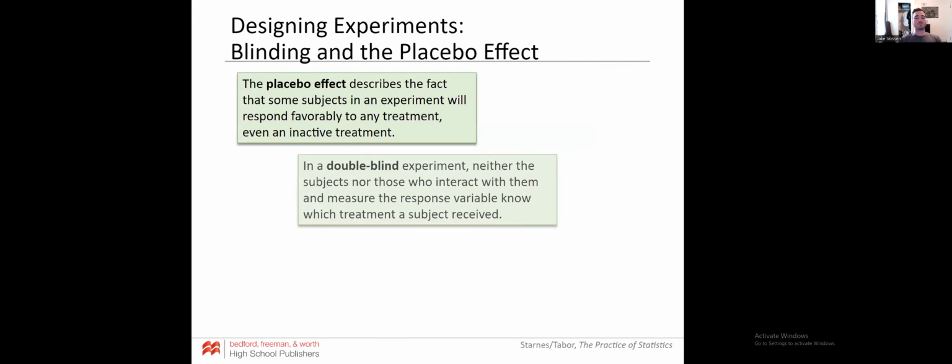All right, so placebo effect describes the fact that some subjects in the experiment will respond favorably to any treatment, even an inactive treatment. So what that means is, for instance, there are some people who are hypochondriacs, right? They always think they're sick or they have some kind of disease, and they'll go to the doctor all the time. What doctors will do is they'll give the patient what's called a bread pill. At least they used to do this. I don't know if they do anymore, but they'd give a patient a bread pill. So they'd say, "Oh, this is what you need. This will help take care of your problems."